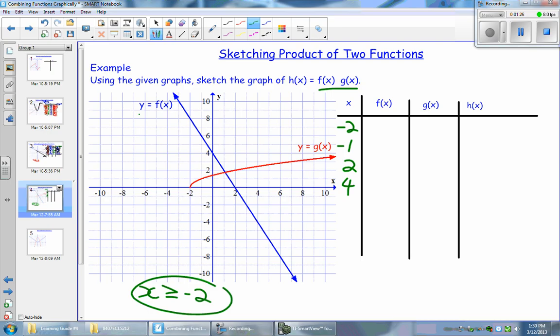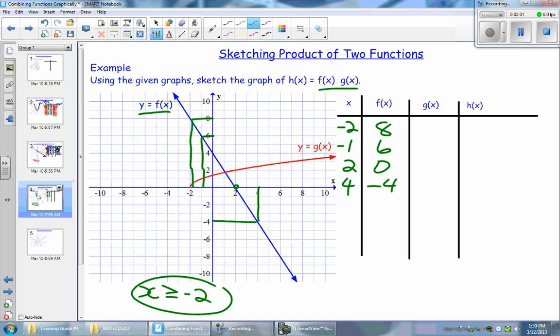Okay, so we're going to look at the first graph, y is equal to f of x. Now at -2, you want to read the corresponding y value on this graph, and the corresponding y value for f of x is going to be 8. At -1, we have a corresponding y value of +6. At +2, it looks like it's the x-intercept, so my y value is going to be 0. And finally at 4, my corresponding y value is going to be -4.